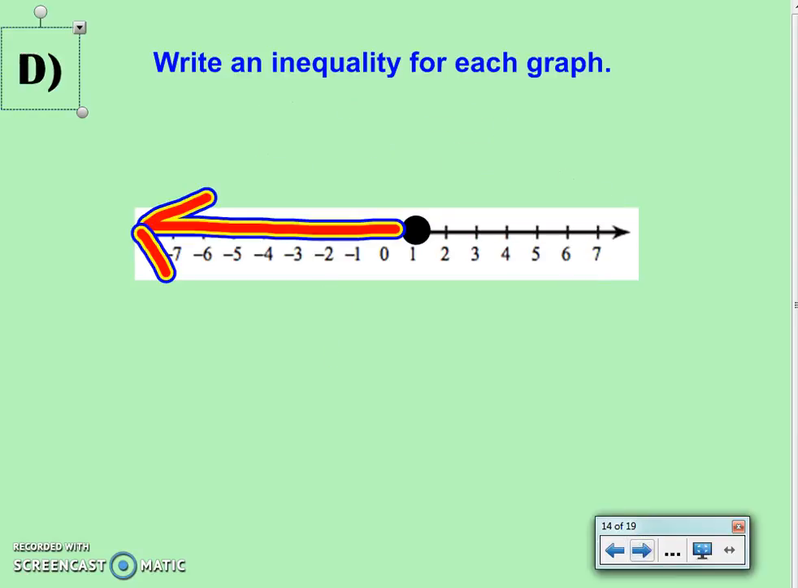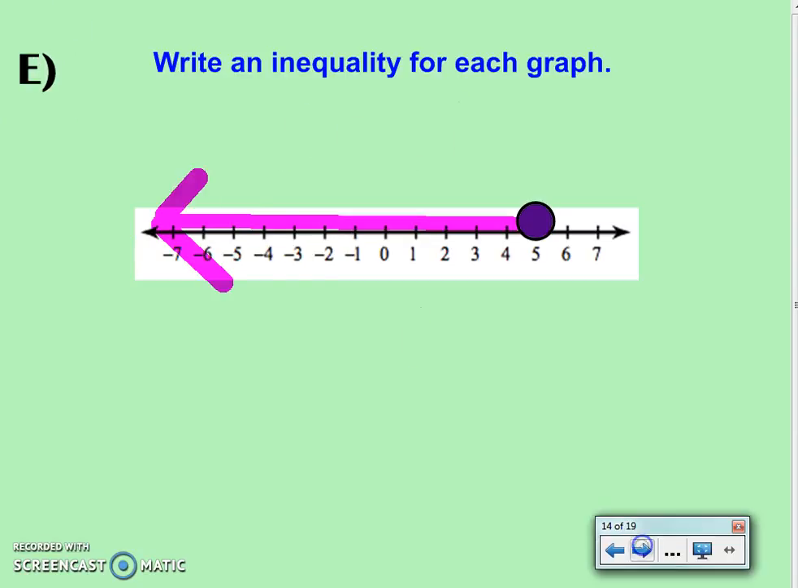Okay, how about this one? Same thing. Pick any variable. I'm just going to pick X. Look at the number the circle is above. It's above the number 1. Take your pencil, trace over the arrow. Looks like a less than symbol. But because my circle is shaded in, I have to remember to put the equal to symbol underneath. So that's X is less than or equal to 1.